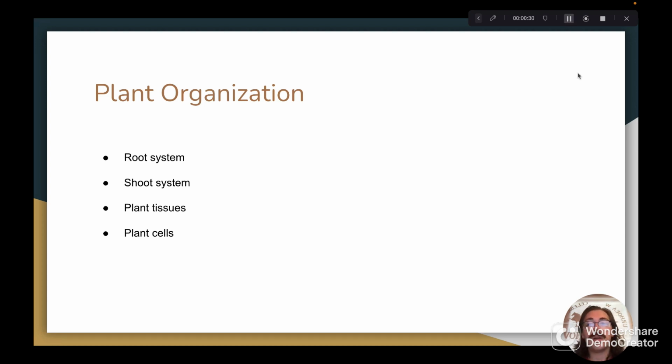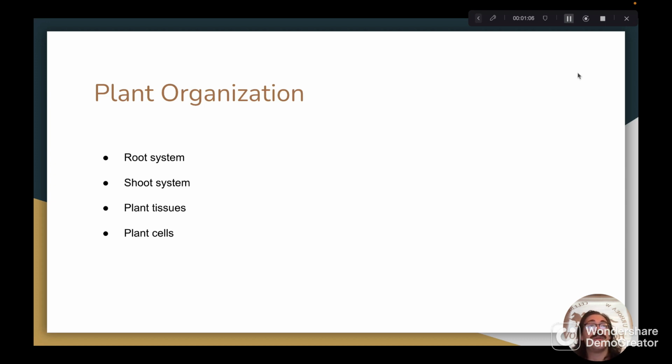So, we know that all living things are made up of cells, and that cells can come together to form cooperative units that are specialized for specific tasks, known as tissues. And tissues can come together to form organs. Organs can form organ systems together, and the collection of our organ systems forms the organism. Well, plants have a root system and a shoot system. Let's talk about the root system first.